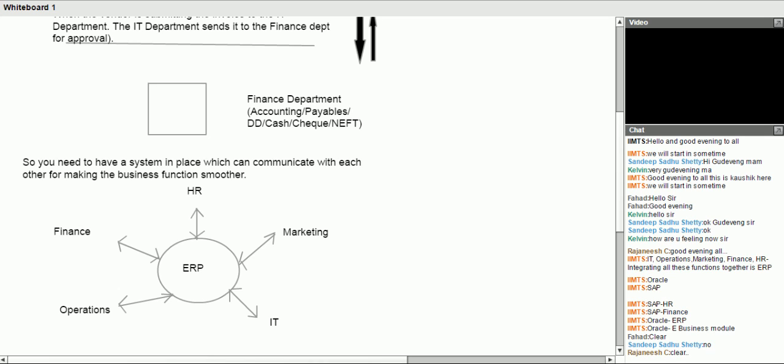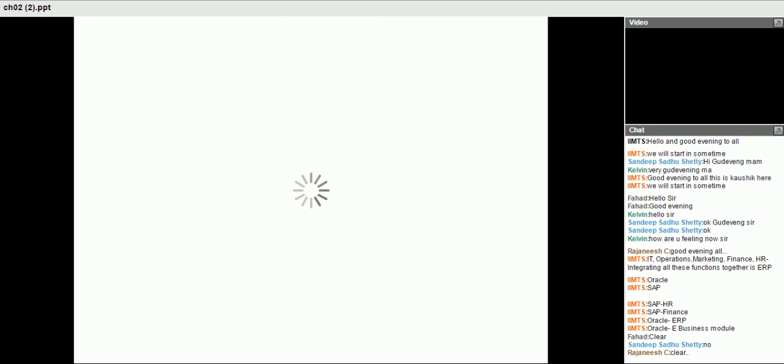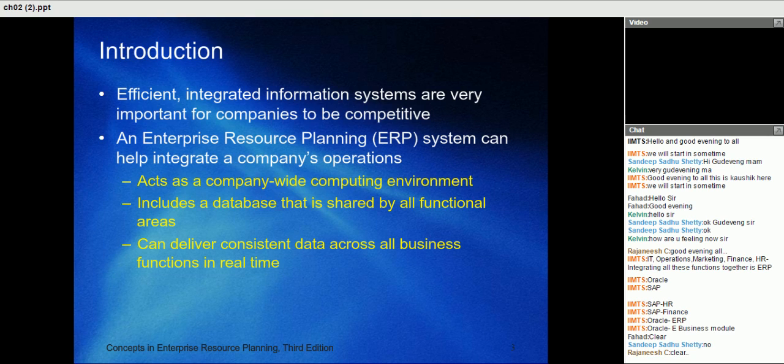So with the help of the ERP system, it connects all the business functions together.